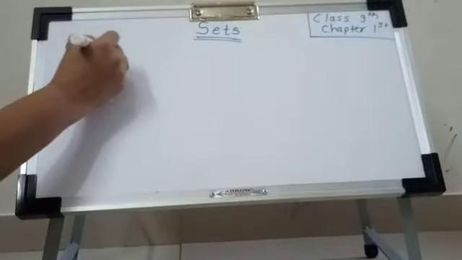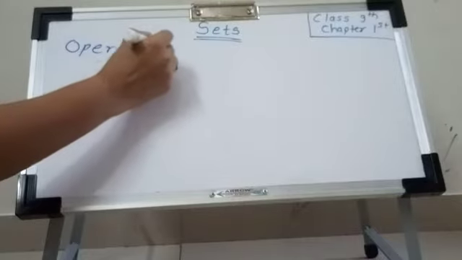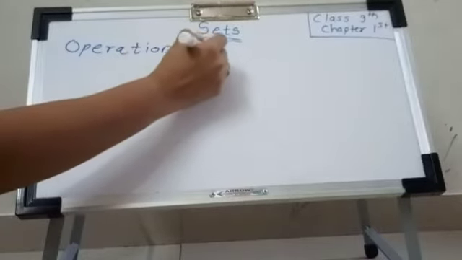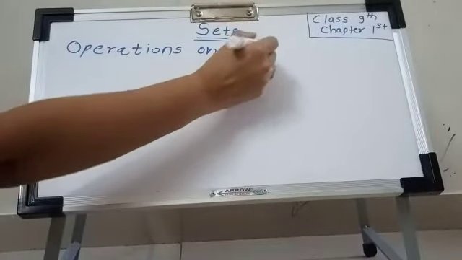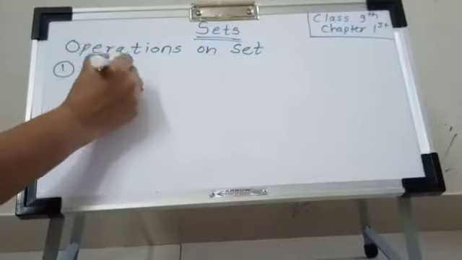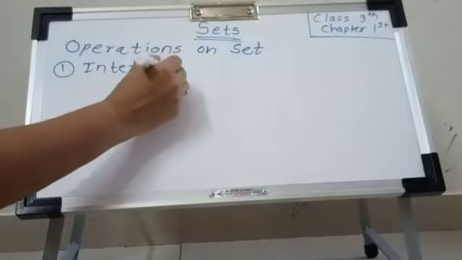Now we see operations on sets. What are the operations on sets? In the previous lecture we saw the listing method and the rule method, which are the writing methods of a set, and the types of sets: infinite set, finite set, equal set. Now in this lecture we see operations on sets. The first operation is called intersection.